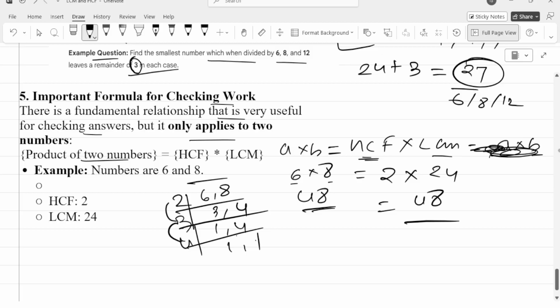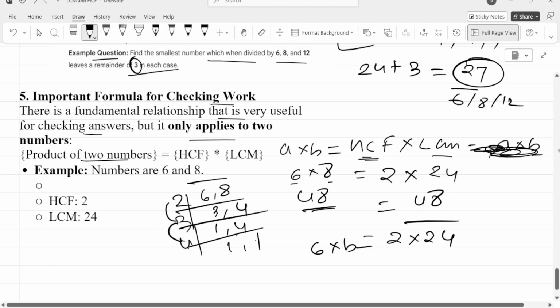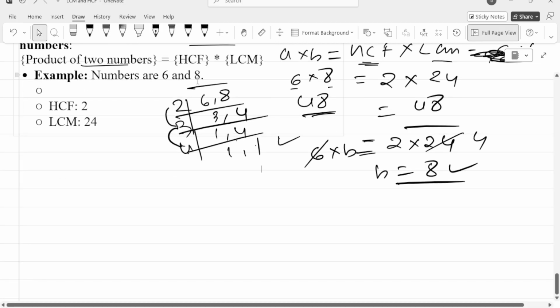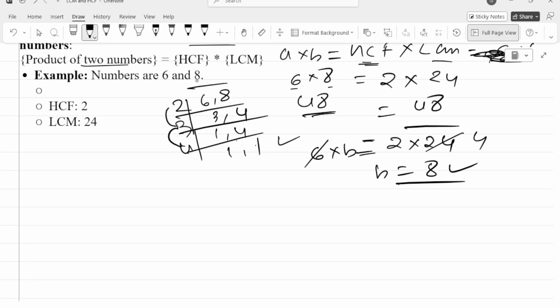What the examiner may ask is, when the HCF is given as 2 and the LCM is given as 24, and one number is missing, like a is 6 and b is missing, what is the second number? We just multiply 6 times b and get 48, so b is equal to 8. So here is a different type: if one number, the HCF or the LCM is missing, we can easily find it. I hope I explained in detail and you can understand very well.